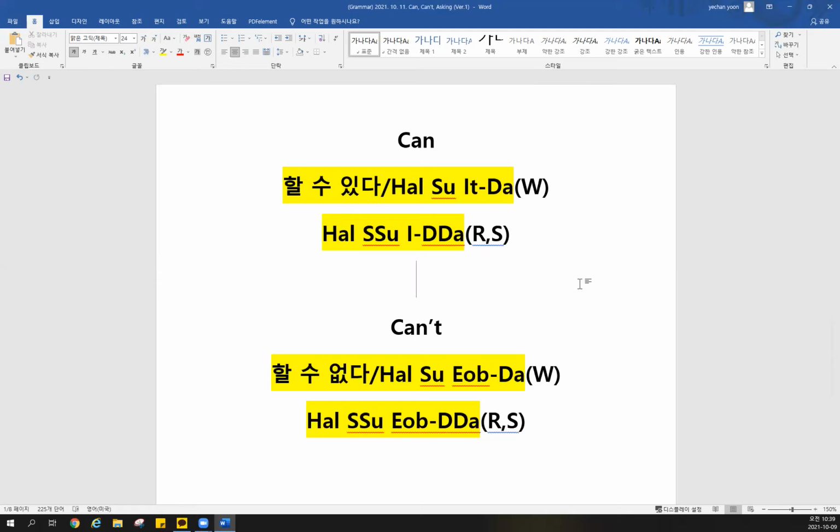Right? How about the cannot, can't? You can say 할 수 없다. 있다 is positive. 없다 is negative. Okay? 할 수 없다.